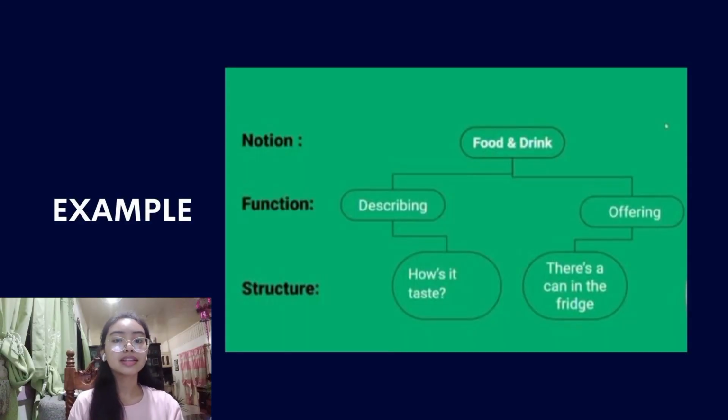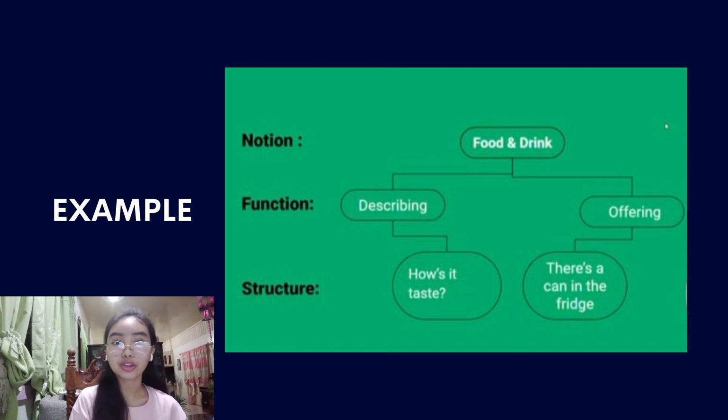So let's take a look at this example first. As we can see, the notion here is food and drink. The functions are describing and offering. The structures are "How's it taste?" and "There's a can in the fridge." So basically from this, we can say that notion is what is being talked about, the function is the purpose for using the language, and the structure is the way it was expressed or uttered to the other person.